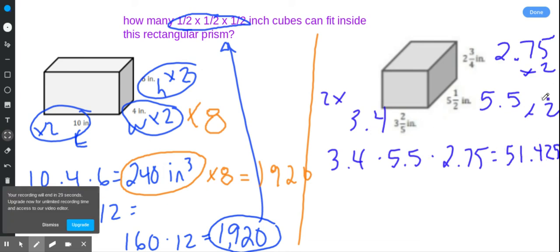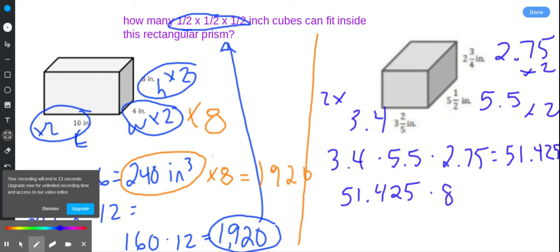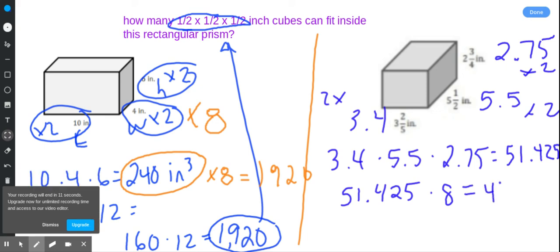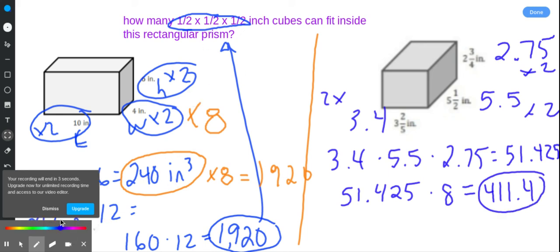Okay, that would be a normal volume if I was going 1 inch by 1 inch by 1 inch, but I'm not. I can do twice as many in the width, twice as many in the height, and twice. So that's times 8. So I'm going to do that 551 and 425 thousandths times 8. And I'm going to do that in my calculator. And I got 411 and 4/10. So that would be your new answer. That's how many of those ½ inch by ½ inch by ½ inch cubes fit.